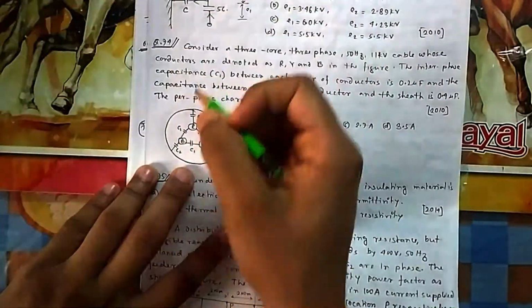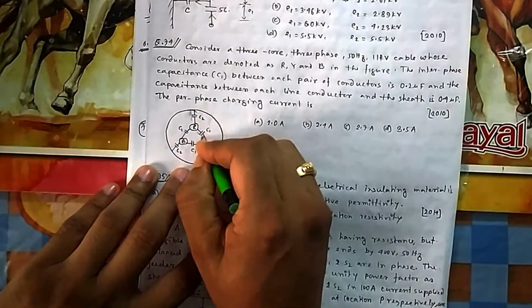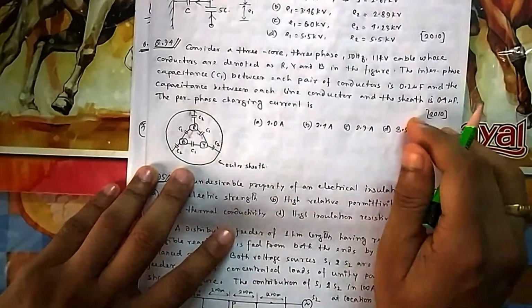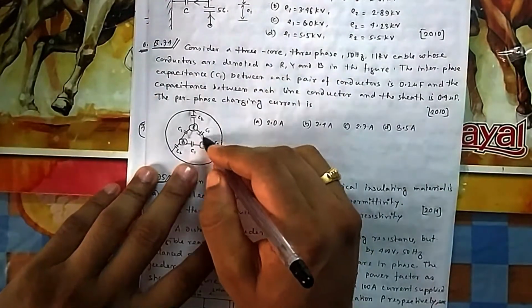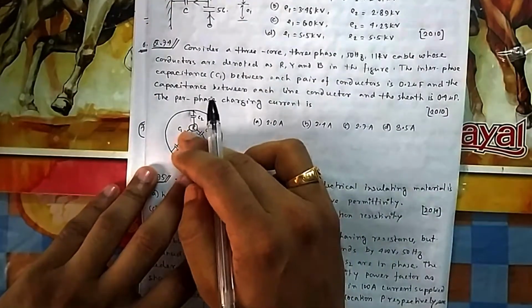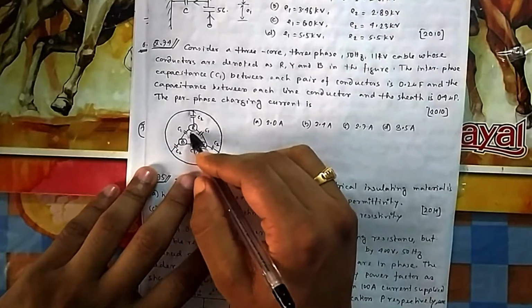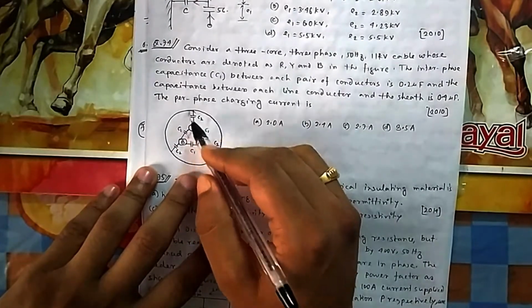There are 3 charging currents flowing. One is this, one is this, one is this. So the summation of all 3 will give you the charging current. For this, what is the voltage across this? VRY. For this, the voltage across this is VRB, and it is VR only, the phase voltage.